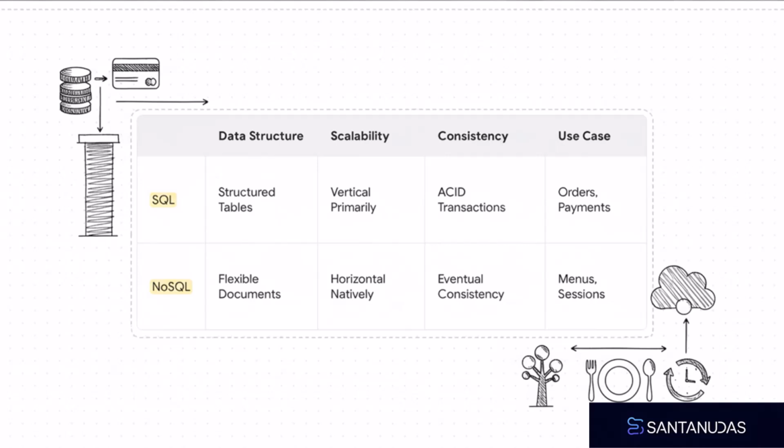But for more flexible data like restaurant menus or user sessions, a NoSQL database is a way better fit. It's designed to scale horizontally, and it handles what's called eventual consistency. Basically, updates will get there, but maybe not instantly, which is totally fine for data that isn't mission critical.